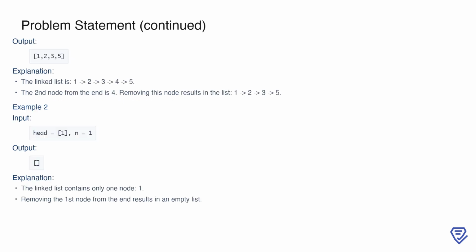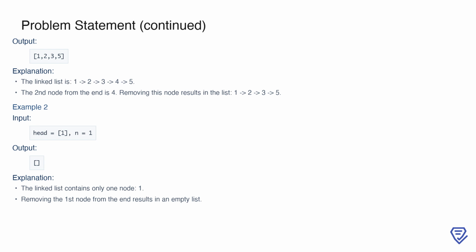Consider a linked list with elements 1, 2, 3, 4, and 5, and n equals 2. Here, the second node from the end is the node containing the value 4. When we remove this node, the linked list becomes 1-2-3-5, as the connection between 3 and 4 is broken, and 3 now directly points to 5. This modified list is returned as the output.